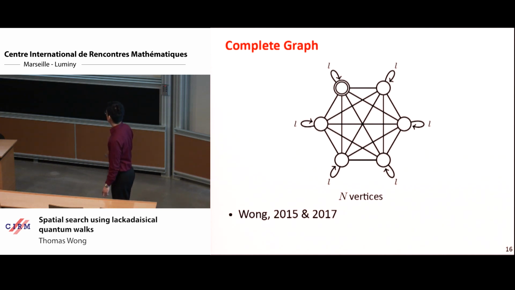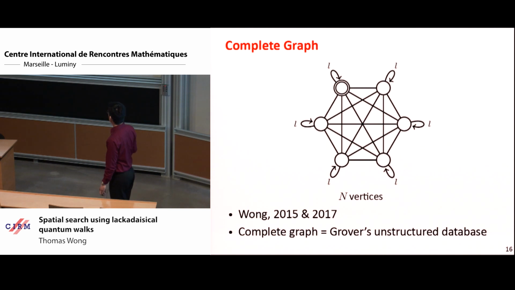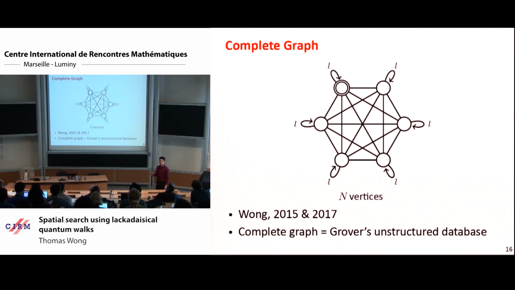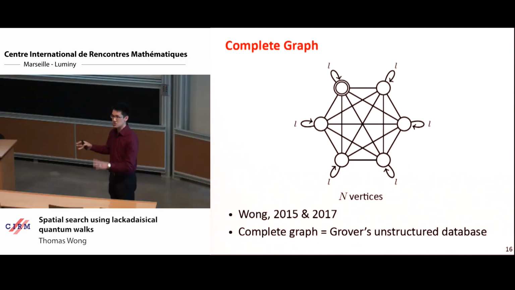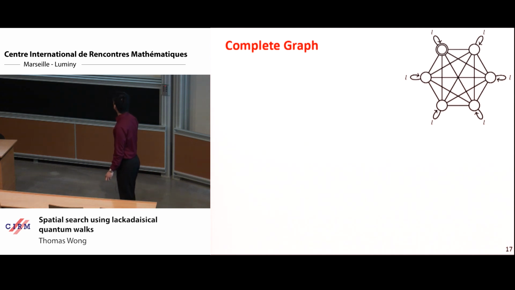This is something I explored in a couple papers. And the complete graph corresponds to Grover's problem. It's this unstructured, or unordered, database that Grover's algorithm solves. Because the idea is there's no order here. If you're at this vertex, you can jump to any other vertex. There's no constraints as to how you can move. All right, so there it is again. Let's talk specifically about this algorithm.